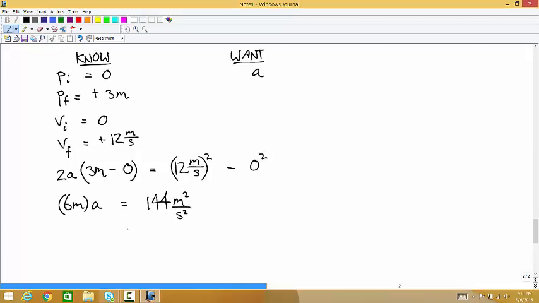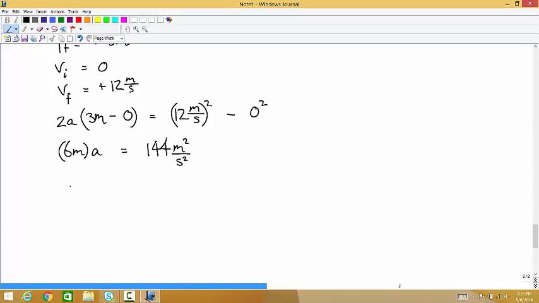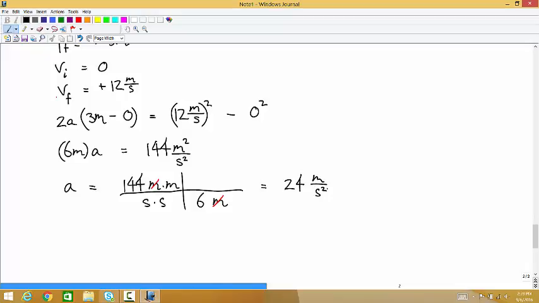And now to get A by itself, we're going to divide by 6 meters. So A is equal to 144 meters times meters over seconds times seconds, and then I'm going to divide it by 6 meters. The meters cancel one of those, and you get an acceleration of 24 meters per second squared.